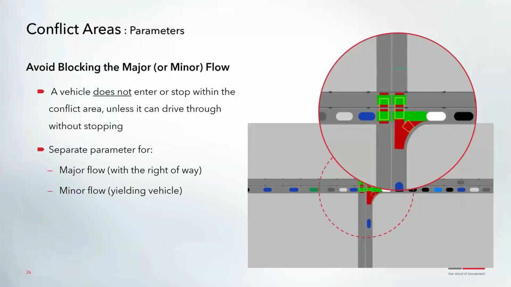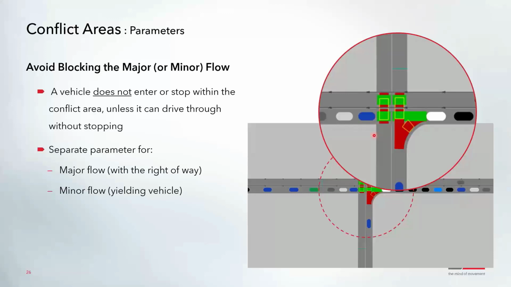All right, and then finally, we also have this avoid blocking the major or minor flow. This is actually two separate parameters, one for the major flow and one for the minor flow. If you do have this blocking turned on, when the yielding vehicle is evaluating this conflict area, if it's not able to drive all the way through it without stopping, then that vehicle will not enter that conflict area.